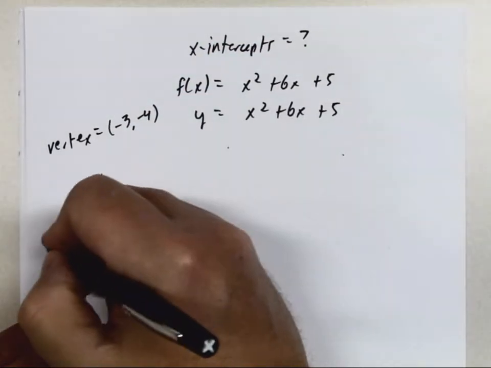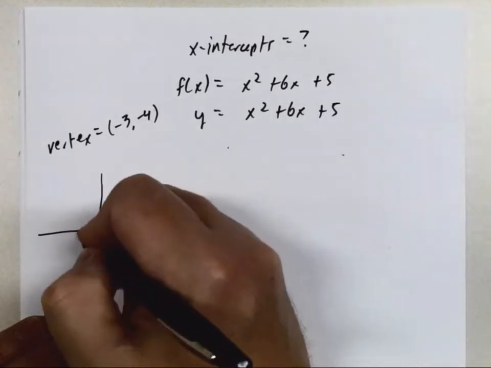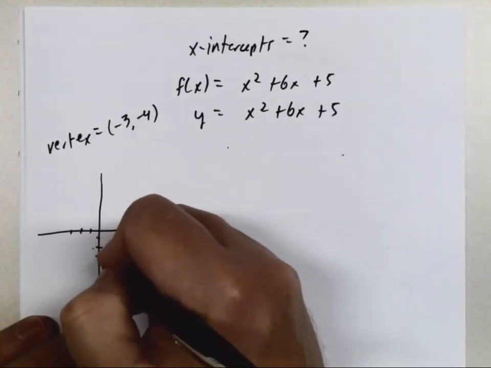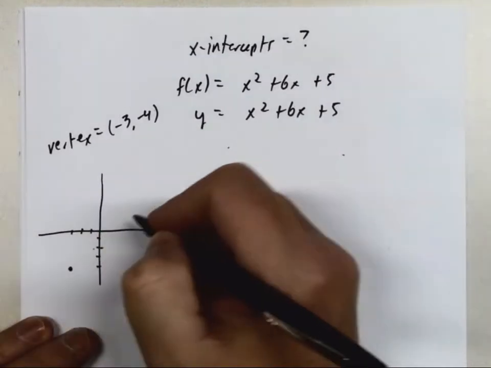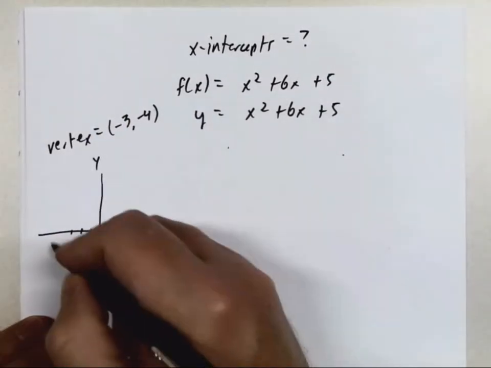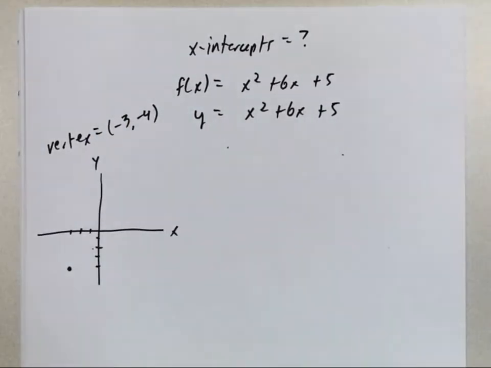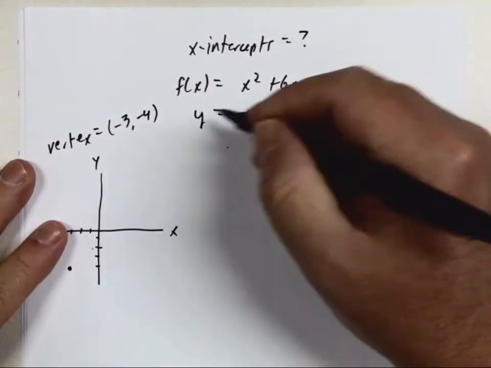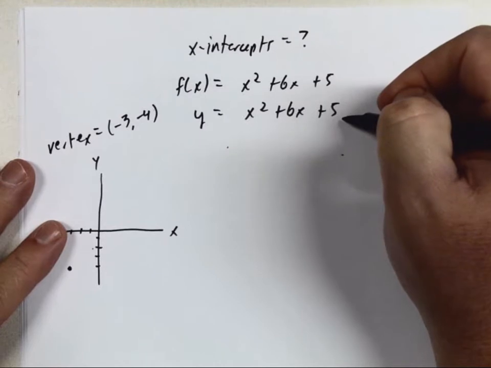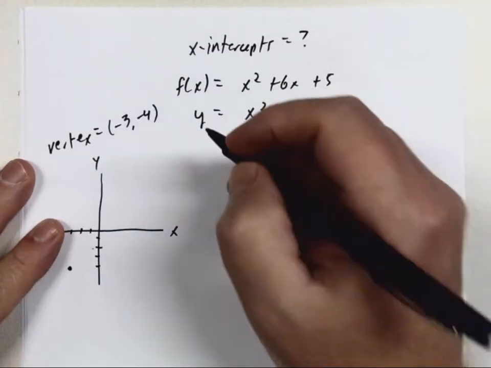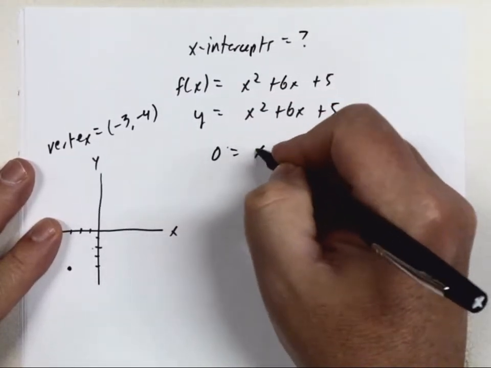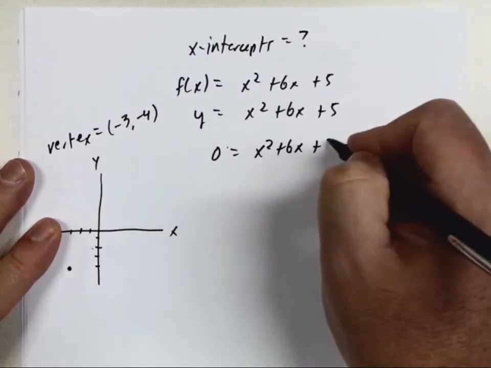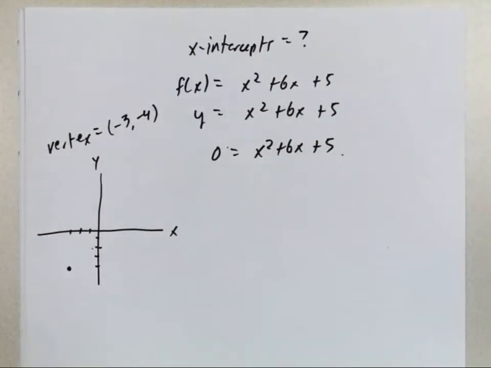So if I graph it again, there's my vertex. I know it's going to open up, but I want to make a more precise graph, so I want to get a few points on the graph. One of the easiest things to do is to find the x-intercept. You remember what we do to find an x-intercept? Remember you set y equal to 0 and you solve for x. And when you do that, you found the x-intercept.